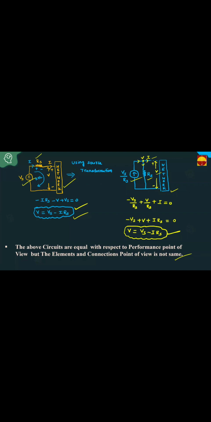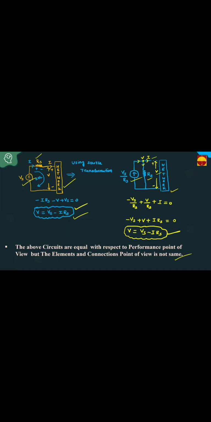Finally, if you calculate the current and the voltage, we get the same values in both cases. Performance point of view, same. But the connection and the elements point of view, these two circuits are not the same. But a point to remember: the source transformation is applicable only for practical circuits. It is impossible to convert an ideal voltage source into an equivalent current source, and vice versa, since there is a violation of KCL and KVL.